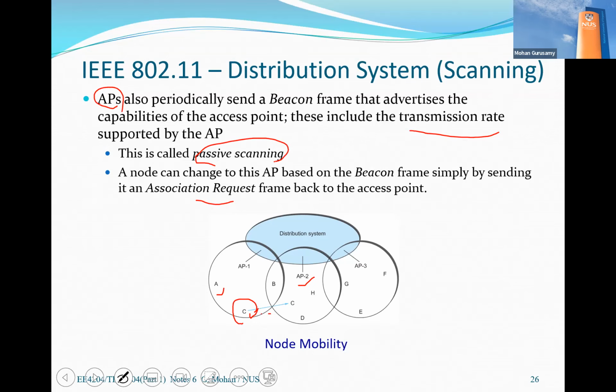Note that when its association changes, let's say C's association changes from AP1 to AP2, that change will be notified between AP1 and AP2, because at any instant of time, only one should be responsible, either AP1 or AP2. So when AP2 accepts C as a new member for its region or cell, that will be properly notified to AP1.